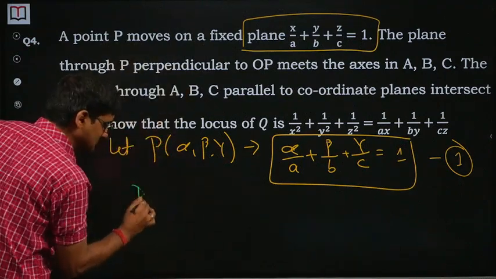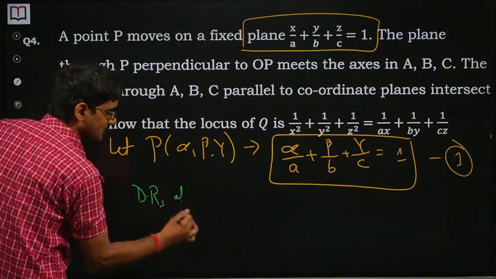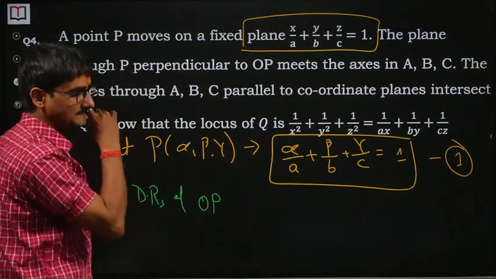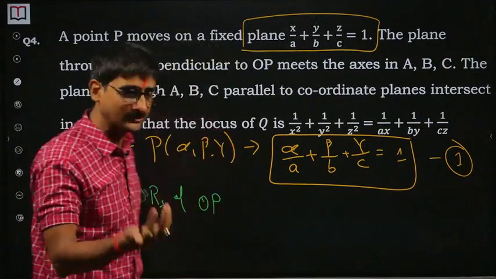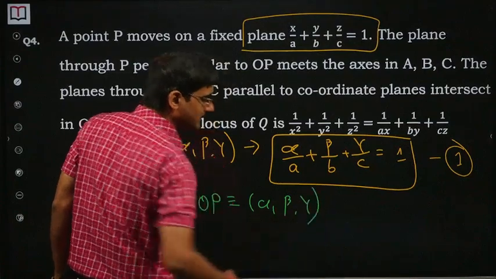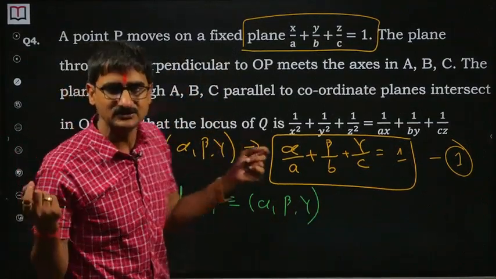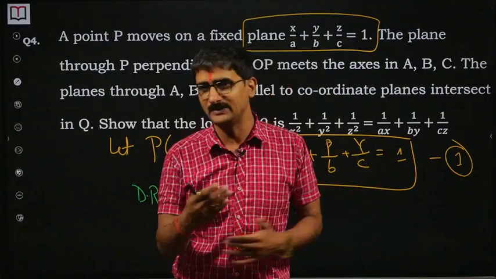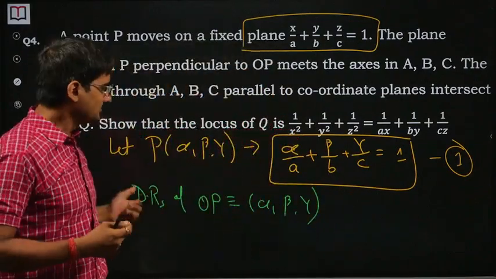So the DRs of OP. Even if it's not mentioned, we will assume O to be the origin. So the DRs of OP is nothing but alpha, beta, gamma. All of you agree? How do we get the DRs of a line segment joining two points? x2 minus x1, y2 minus y1, z2 minus z1. So the DRs is again that.